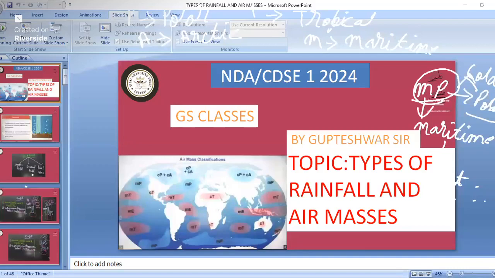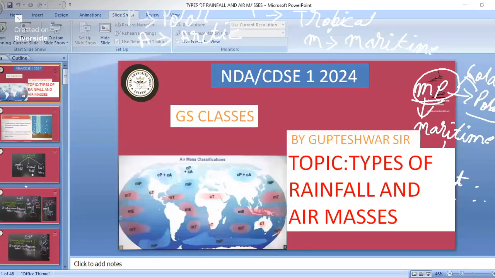Then maritime tropical. M is maritime and T is tropical. So maritime tropical is what? Maritime, you know that moist will be there, and tropical means warm. Tropical means the sun is falling overhead on these parts, so the temperature will be warm there. So warm moist will be there, and maritime polar will have the cold moist.